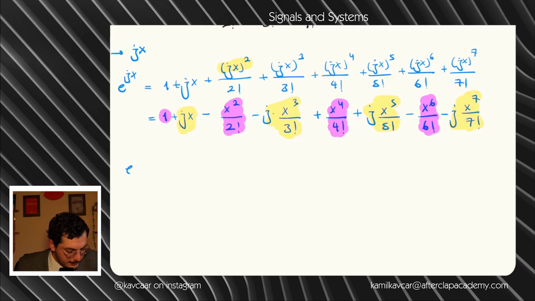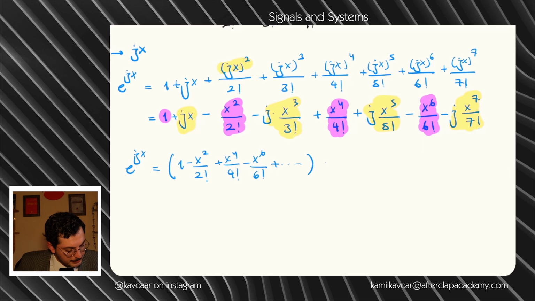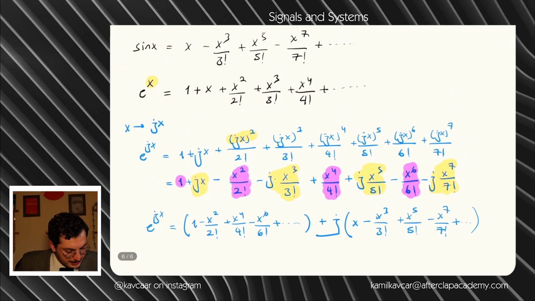So I will say e to the jx is equal to the real part, 1 minus x squared over 2 factorial plus x to the 4 over 4 factorial minus x to the 6 over 6 factorial, and it goes on like that. No need to calculate the whole thing. Plus, the imaginary part, that's why I'm putting a j in here. So first of all, I have an x, then minus x to the 3 over 3 factorial plus x to the 5 over 5 factorial, and finally it just goes on like that till the end.